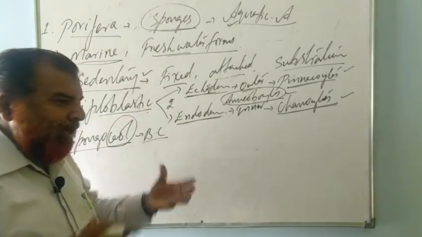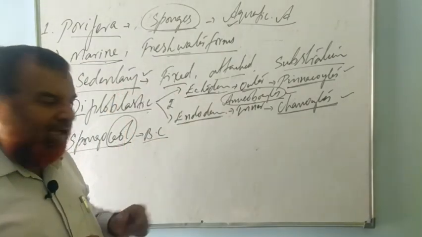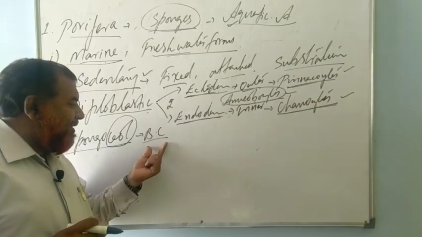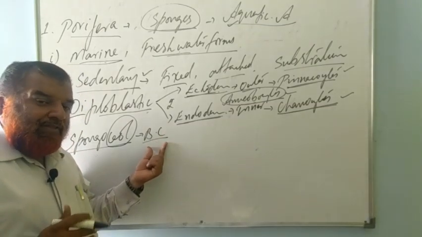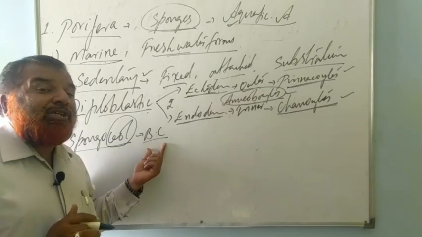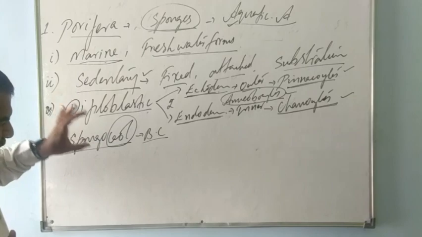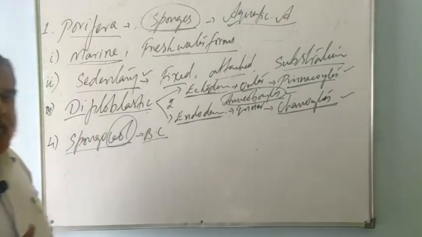They have a body cavity. There is a hollow structure in the cavity in the animal. So such a cavity is known as body cavity. The animals which have body cavity are known as coelomates. What is the name of the body cavity? Spongocoel. What is it known as? Spongocoel.